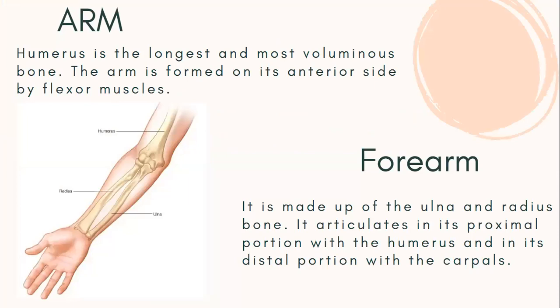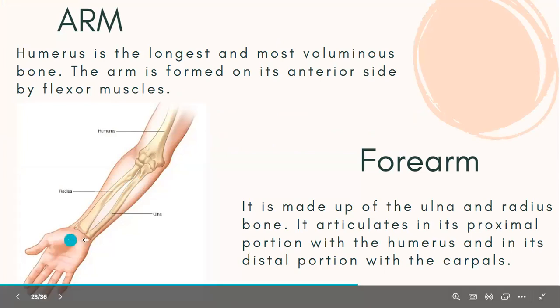Arm. The arm has the longest and most voluminous bone. The arm is formed on its anterior side by flexor muscles. It articulates in its proximal portion with the humerus and in its distal portion with the carpals.